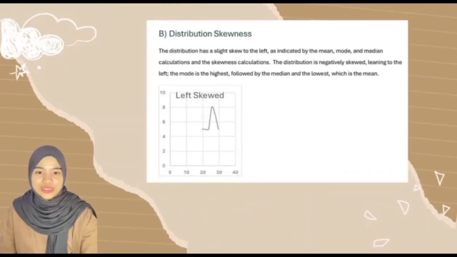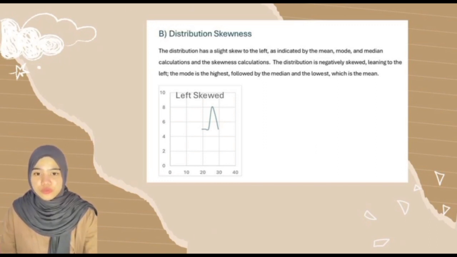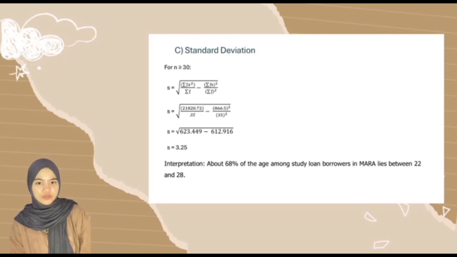The distribution has a slight skew to the left, which I get from the calculations of the skewness and the calculations of the mean, mode, and median. When the distribution is slightly to the left, it is also known as negatively skewed, which means the mode is the highest, followed by the median, and the lowest is the mean.